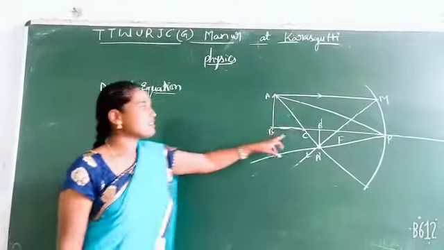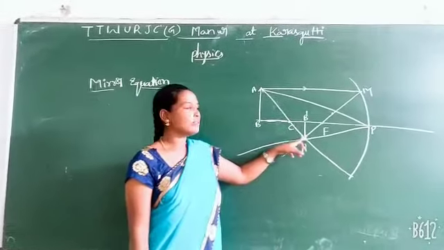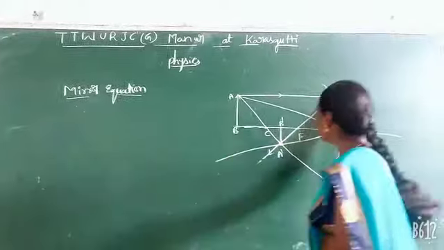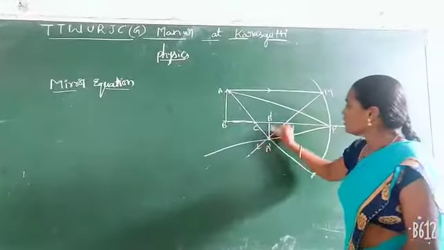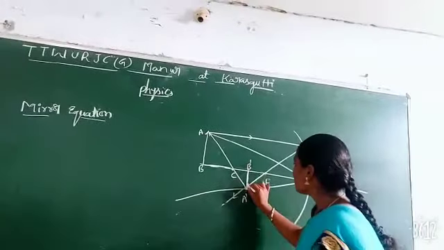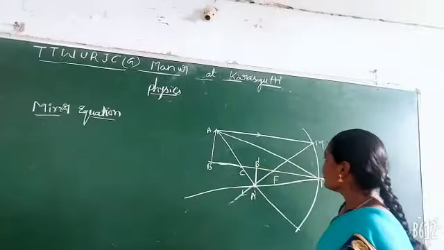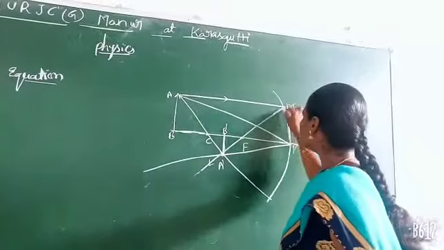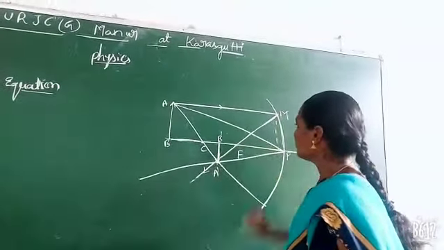In the last class we discussed how the image is formed in the mirror. So this is an object. The image forms when all the reflected rays meet at a point. After getting the image, this triangle is a right angle triangle. This triangle is similar to this triangle. This triangle is similar to this triangle.